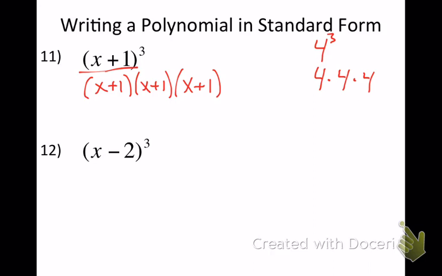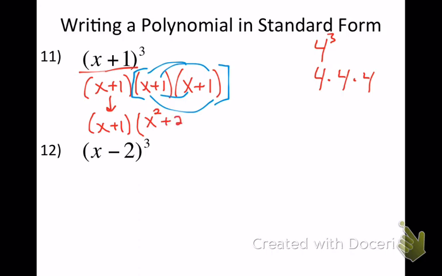So for example, I would start here on the right side. I would multiply these two first. So basically what I'm going to do is I'm going to FOIL. First, outer, inner, last. I multiply those, combine like terms. I bring my first one down. When I FOIL the right side, you should get x squared plus 2x plus 1.